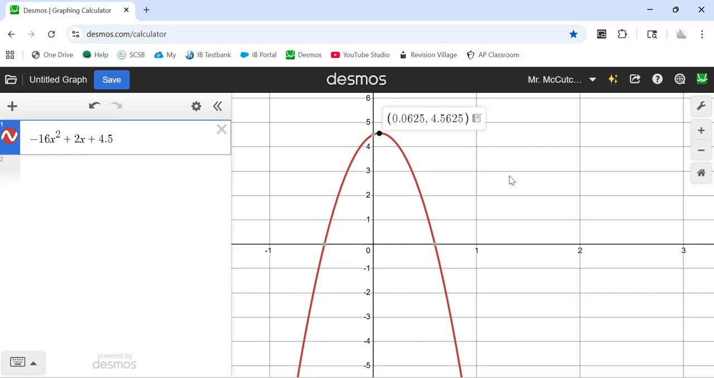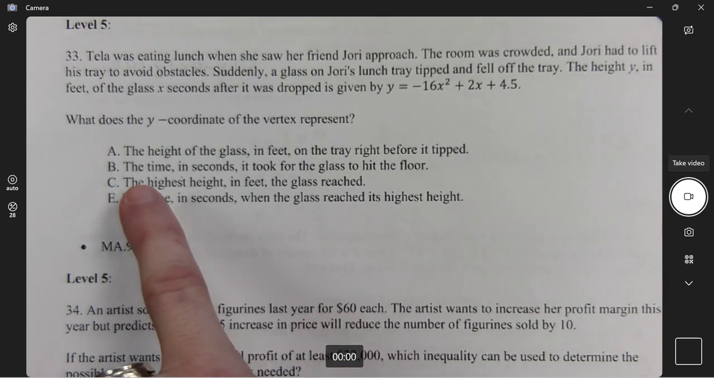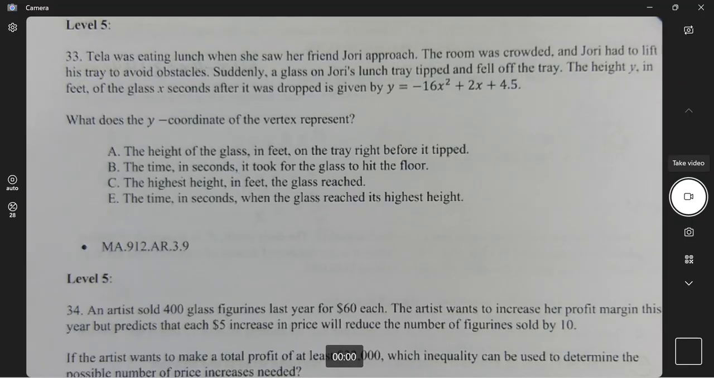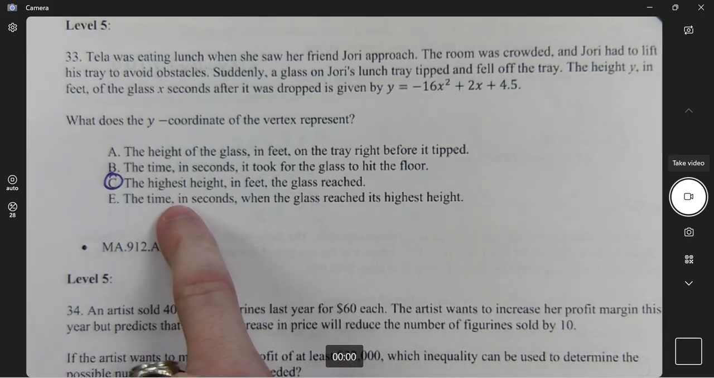Well, remember, x is time. Y is height. This is a maximum of our graph. So this represents the maximum height. Height of the glass, the highest height. There it is. That's it. The times would have been x values.